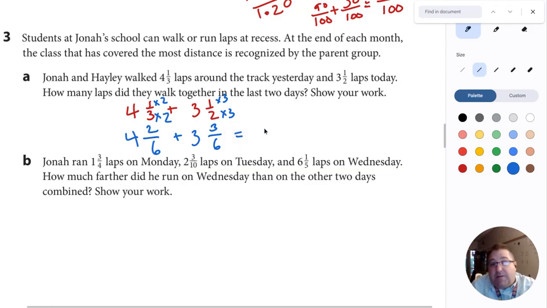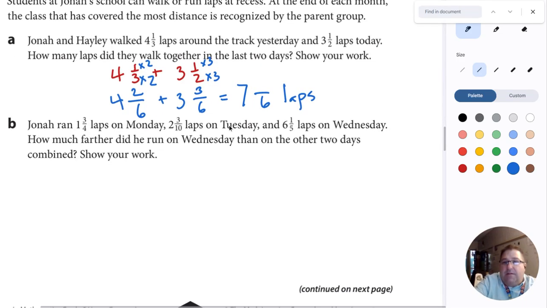So 4 plus 3, we see that our whole number is going to be 7. We had 6, so it looks like we got to add 2 plus 3. Let's see what we get there. And then it would be laps for the label, right? So go ahead and finish that up. We got 2 plus 3, boom, right there.